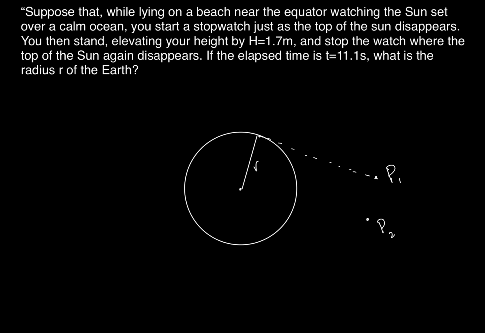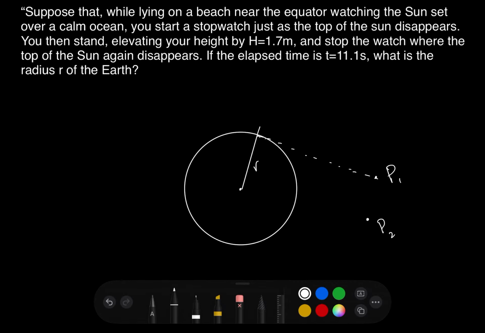Now, when you stand up, you can obviously see farther. And so you can see the sun. I'm just going to exaggerate for effect here. You can see the sun until it goes to P2. So this line will in fact touch the Earth at some point, because it will be tangential to the Earth. That's what prevents you from actually seeing the sun.